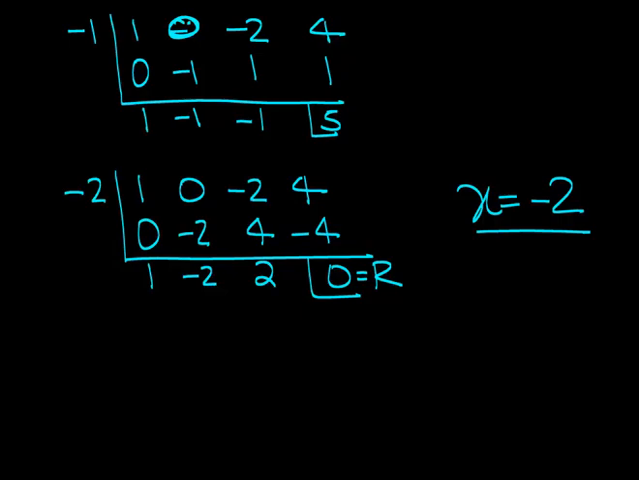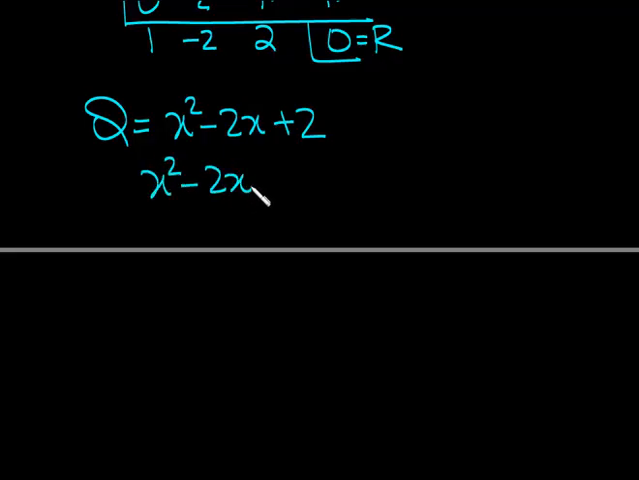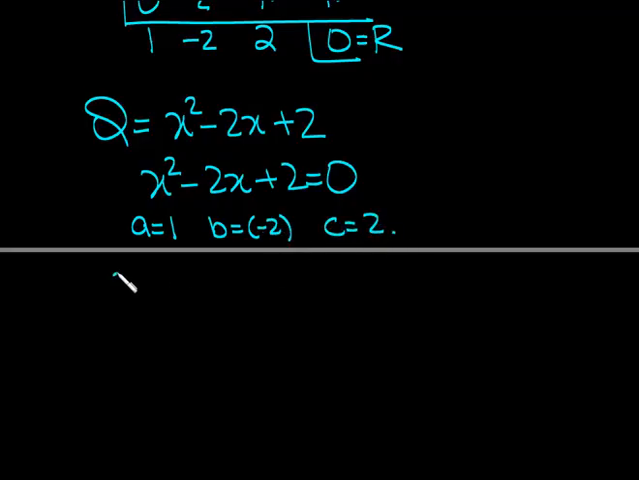Now, the good thing is, now my quotient is what this time? Since I started with degree 3 this time, I'm left with degree 2. And I know how to find the zeros of degree 2, right? You take the polynomial and set it equal to 0. This one I cannot factor, so I'll just use the quadratic formula. A is 1, B is negative 2, and C is 2. So let's use the quadratic formula.